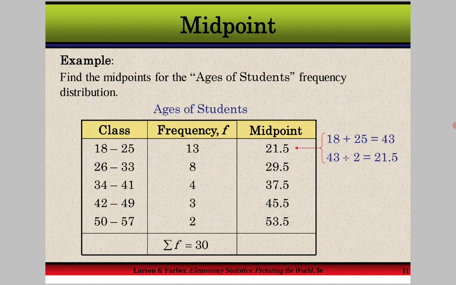Find the midpoints for the ages of students' frequencies. The classes are 18 to 25, 26 to 33, 34 to 41, 42 to 49, 50 to 57, with frequency and midpoint. Sigma f, the sum of the frequencies, is equal to 30. The midpoint is 18 plus 25, that is 43, divided by 2 is 21.5. 26 plus 33, that is 59, divided by 2 means 29.5. 34 plus 41, that is 75, means 37.5, and like that.